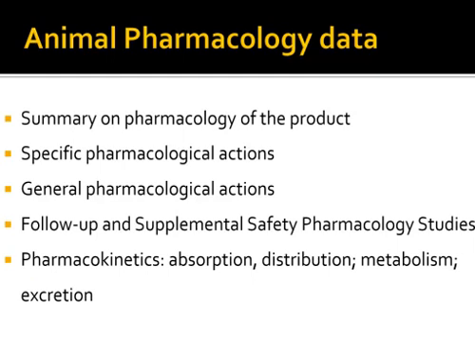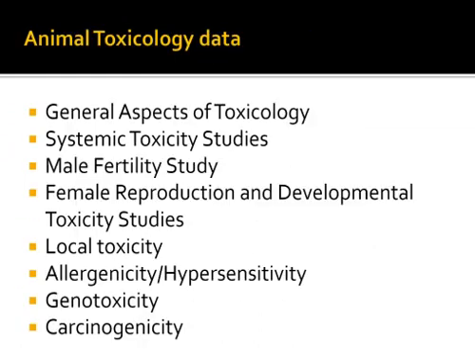Relating to the animal pharmacology data, it is required to give a summary on the pharmacology of the product, specific pharmacological action, then general pharmacological action, follow-up and supplemental safety pharmacological studies, then pharmacokinetics. In pharmacokinetics, it is required to know the absorption profile, distribution profile, metabolism profile and excretion profile of a drug.